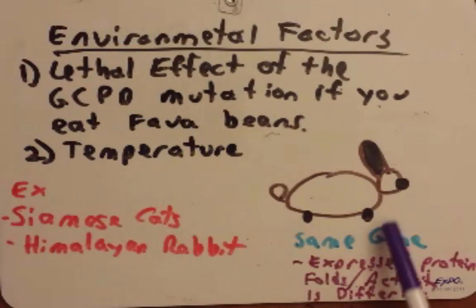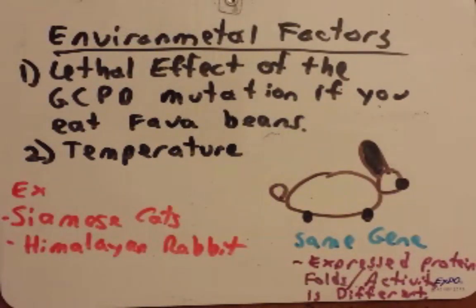Again, every one of the pigment producing cells in this body of this rabbit has the same gene for pigmentation, and it expresses the same gene. When that gene is expressed and it makes the protein in the extremities, because the temperature is a little higher in these extremities, that protein will fold differently. And because it folds differently, it's going to have a different activity. And in this case, it produces a darker pigmentation in these areas.